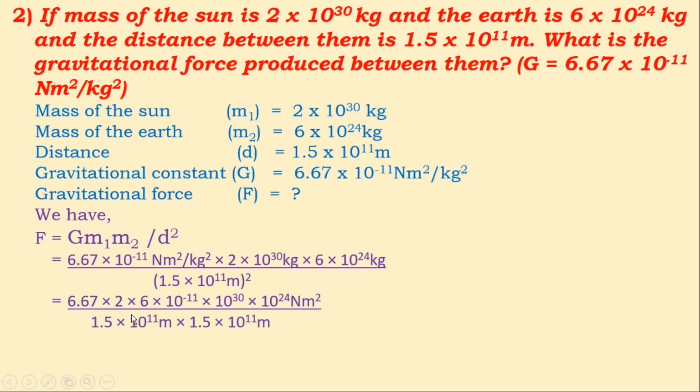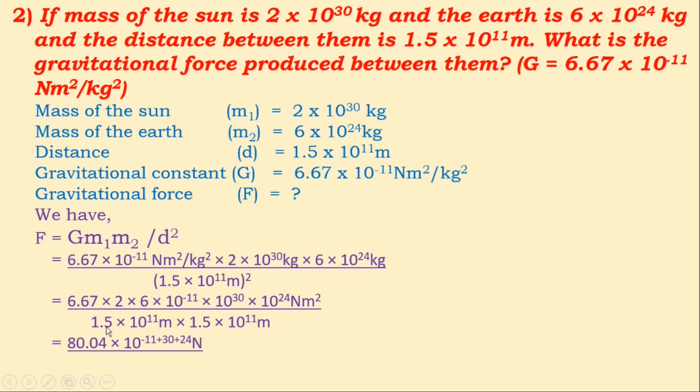Now we are going to multiply these numbers with each other. 6.67 into 2 into 6, what does it give? 80.04, and 10 to the power minus 11, 30 and 24, the same base, that's why powers can be added or subtracted. So 10 to the power minus 11 plus 30 plus 24, and meter square and this meter cancel each other, only Newton is left.